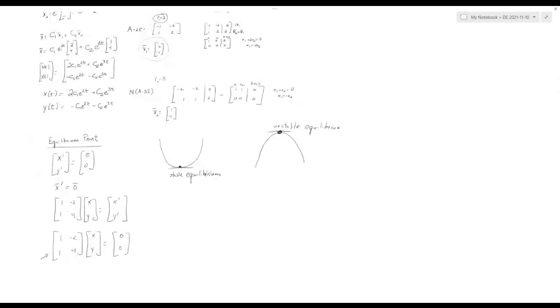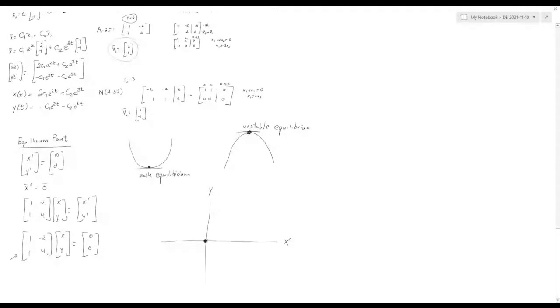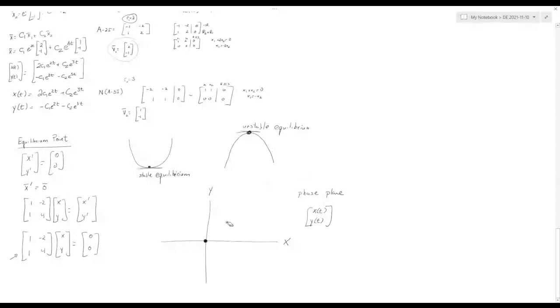So there's our equilibrium point at the origin, and we know that x and y are functions of time, so we have what we call a phase plane, where we can graph trajectories based on the initial condition. We can graph the curve x of t, y of t. It's a parametric curve essentially. If you have an initial condition, you start somewhere, and as time evolves you get a trajectory, a path in space.